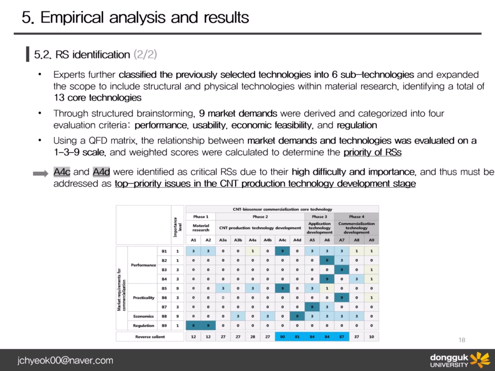core technologies. Through a combination of literature review and structured brainstorming, 9 market demands were developed and categorized into 4 evaluation dimensions: performance, usability, economic feasibility, and regulations. Using a QFD matrix, the relationship between market demands and technologies was evaluated on a 1-3-9 scale, and the priority of RSs was determined based on the weighted scores. As a result, A4C and A4D were identified as key RSs with both high difficulty and high importance, and thus must be addressed as top priority issues in the CNT production technology development stage.